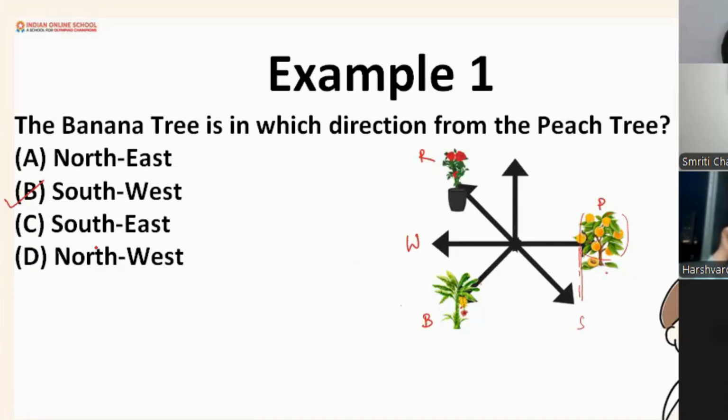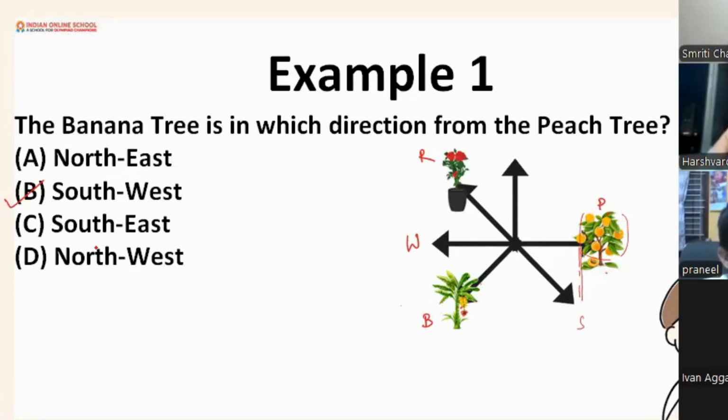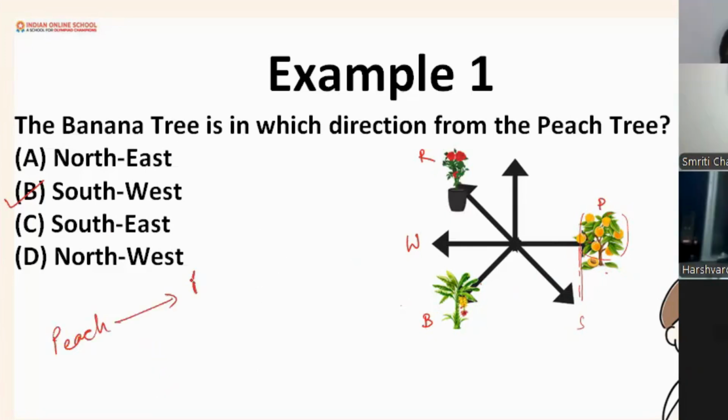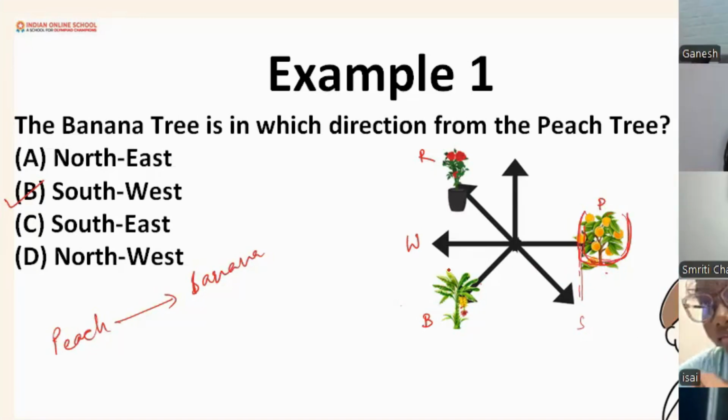Correct. Now if I change the question and ask, the peach tree is in which direction of the banana tree? Yes, anybody? Ivan? Ma'am, is it east? If I'm asking, this one is the peach tree. So the peach tree is in which direction of the banana tree? This is the banana tree.